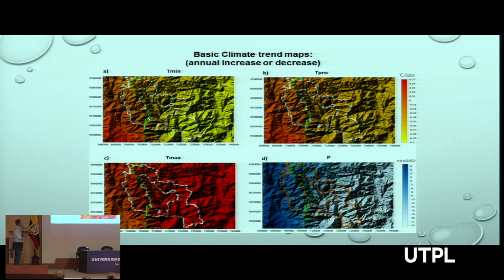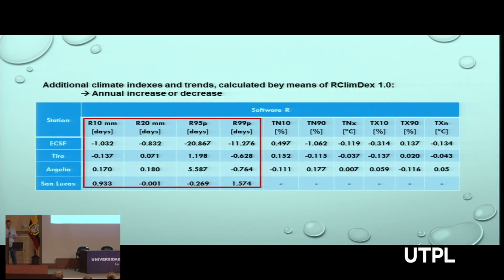Minimum temperature increased in the highlands, decreased in the Amazon basin. The same for the mean temperature, increases in the highlands and decreases in the Amazon basin. Maximum temperature is different, the opposite. It increased in the Amazon basin and decreased in the highlands. Precipitation map, or the trends for the precipitation, reducing in the Amazon basin and, in the highlands, an increase in precipitation. So we calculated the other indexes to find out what happened.